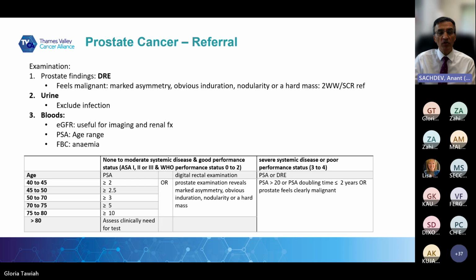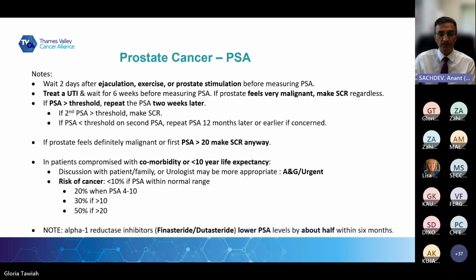We need to see the patient or check the urine to make sure they haven't got a urine infection, because as I said, PSA can be raised in urine infections. And it's useful to carry out some blood tests before making the referral so that the eGFR can be ascertained for imaging purposes. The PSA, obviously, and the guidance we're following is the age-range PSA, and I've listed here the age range you should be following. And obviously anemia is quite important, because if they're having an operation, it's important for them to know what their HB levels are. Next slide, please.